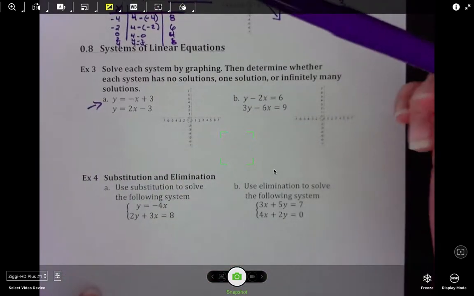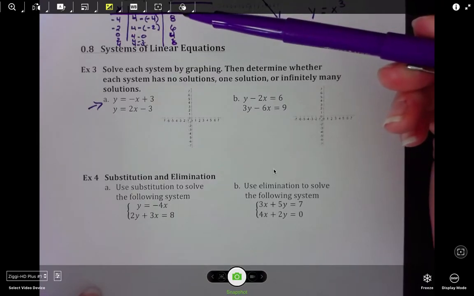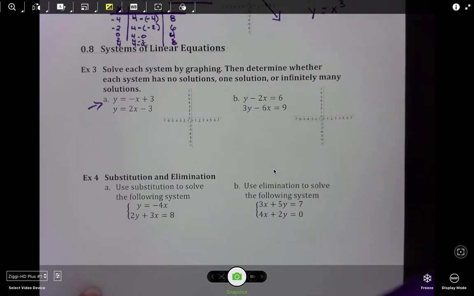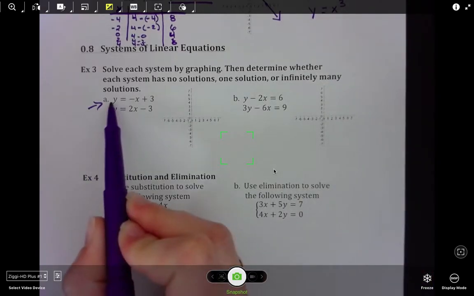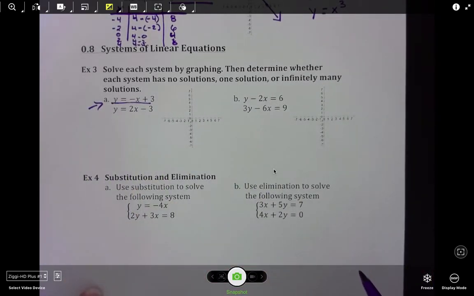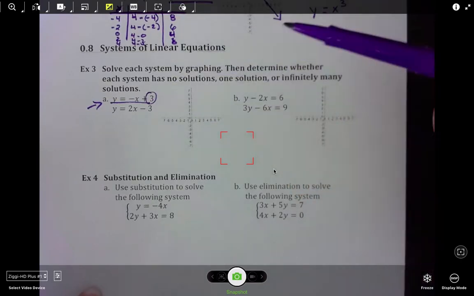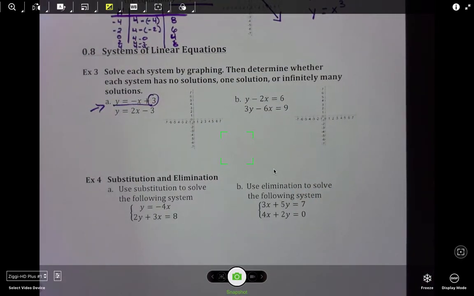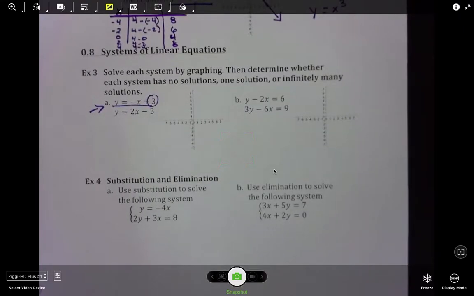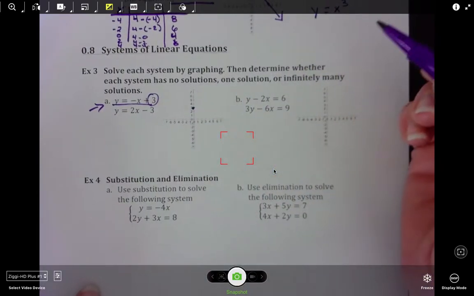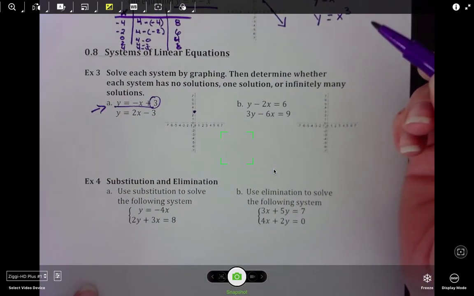rather than treating this like the example that we just did above, where we plug points in every time, we're going to cheat by graphing this first equation in an easier way. So we're going to start with the y-intercept, which is 3. There we go. Y-intercept is 3, so I'm going to put a dot on the y-axis at 3. Okay, and that dot's just going to stay there.